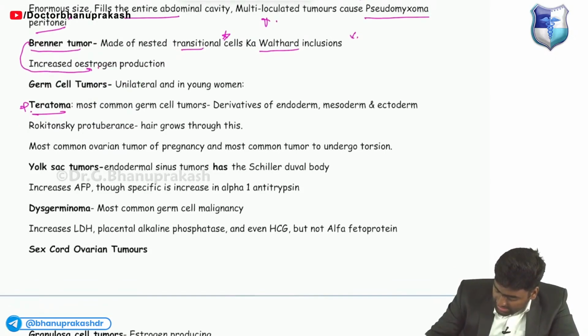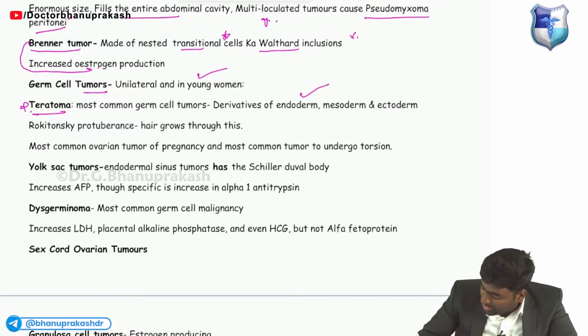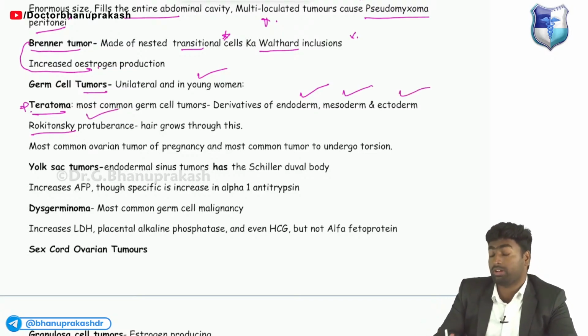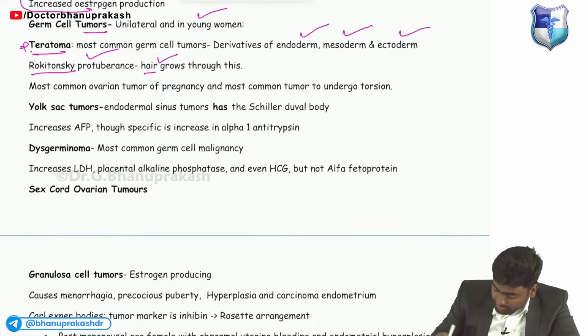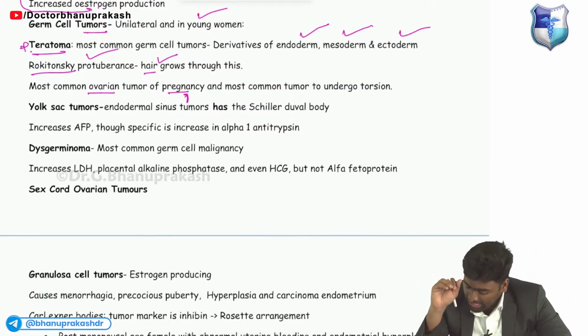So in the case of germ cell tumor, it will be mostly seen in young women, and the teratoma will be derived from endoderm, mesoderm, and ectoderm. So it will have this Rokitansky protuberance. Once you remove it, you will be able to see hair growing over there. And it is most commonly seen during pregnancy also, and it can undergo torsion, and it can produce pain.